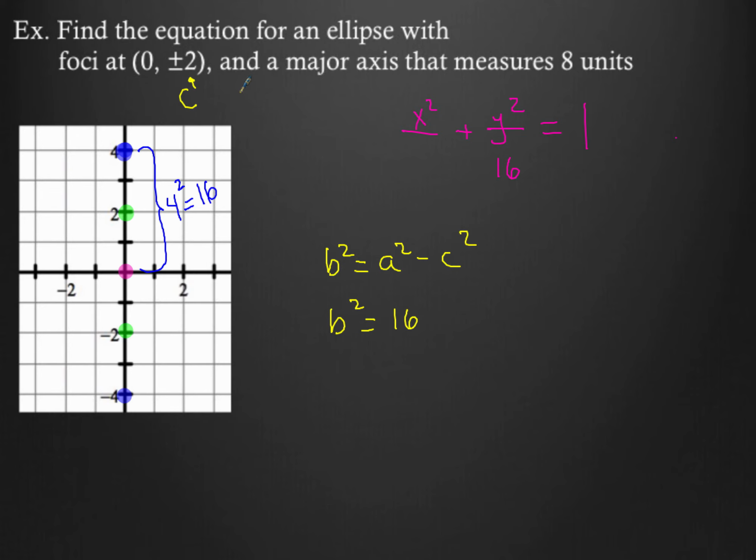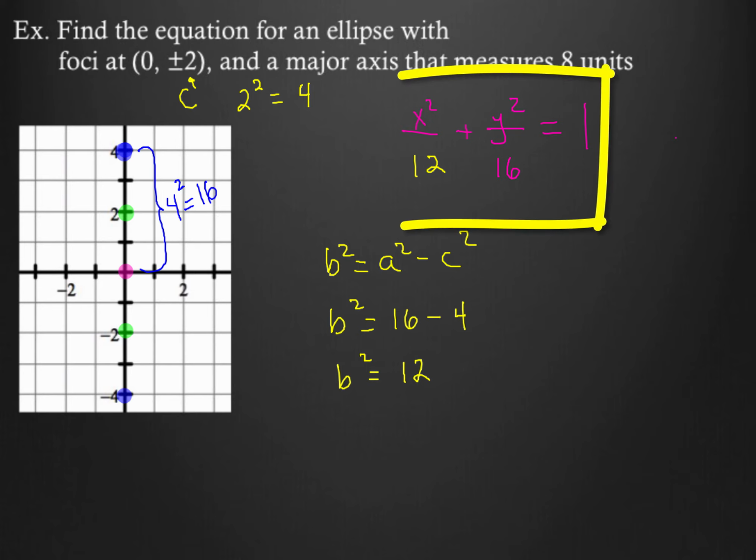So that means if I square that value, whether it's 2 or -2, either way I'll end up with 4. So c squared has a value of 4. So b squared is going to be 16 minus 4, and that's just 12. So that means I'm going to have a 12 going right up in there. Man, that wasn't so bad. So the equation of my ellipse is x squared over 12 plus y squared over 16 equals 1.